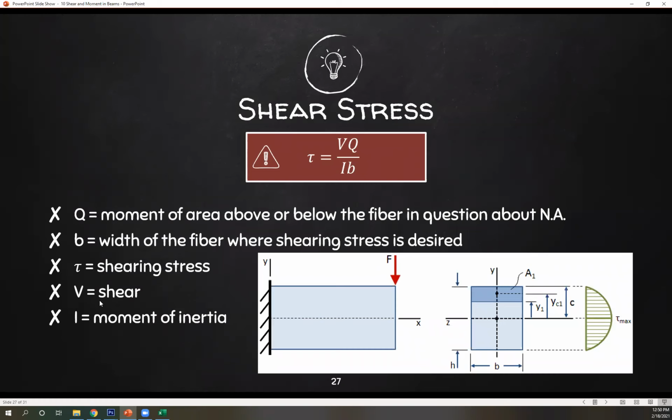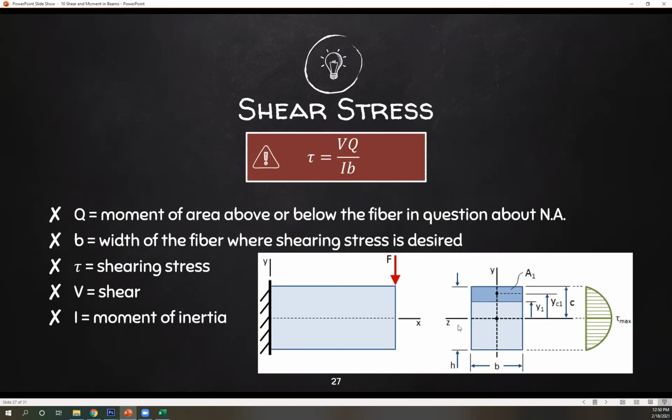Here V is your shear, similar to your flexural stress, which is MC over I, where M is the moment from your moment diagram. V is the shear from your shear diagram. Q is the moment of area above or below the fiber in question about the neutral axis. So what does that mean? Moment of area just means area multiplied by distance, so AD, area times distance, above or below the fiber in question about the NA.